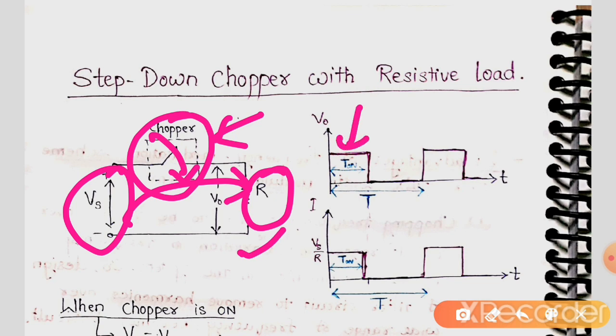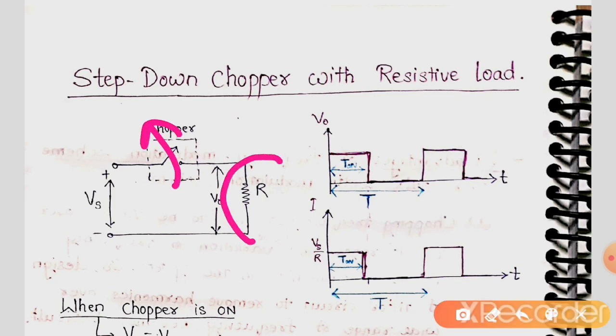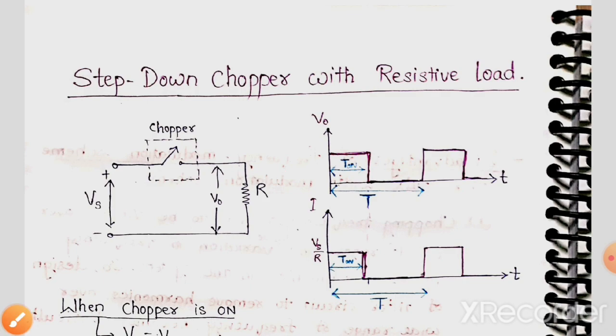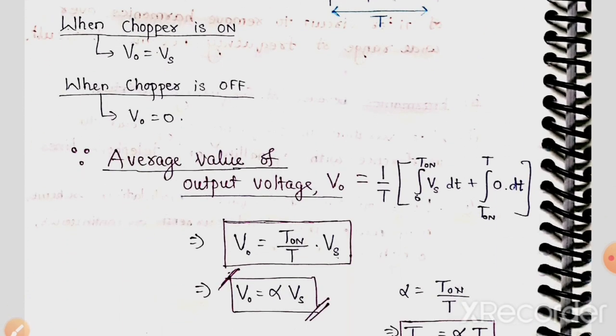Here we can see when the switch is on, this is turn on time, then the source voltage appears across the load, and when the chopper or the switch is off, then no voltage will be available across the load. When the switch is off, the voltage across the load will be 0. So using this we can find the average value and the RMS value of the output voltage.